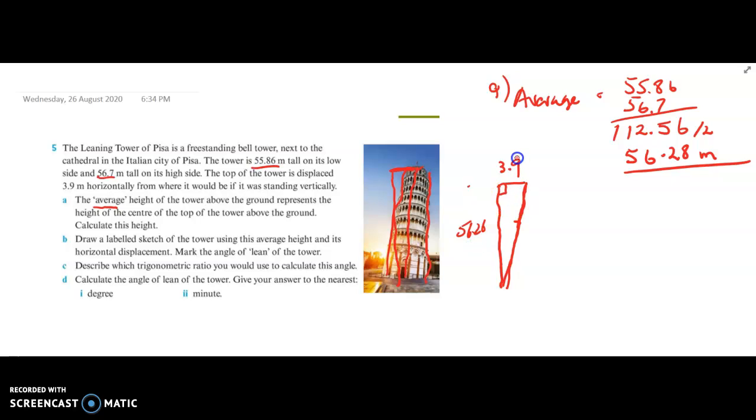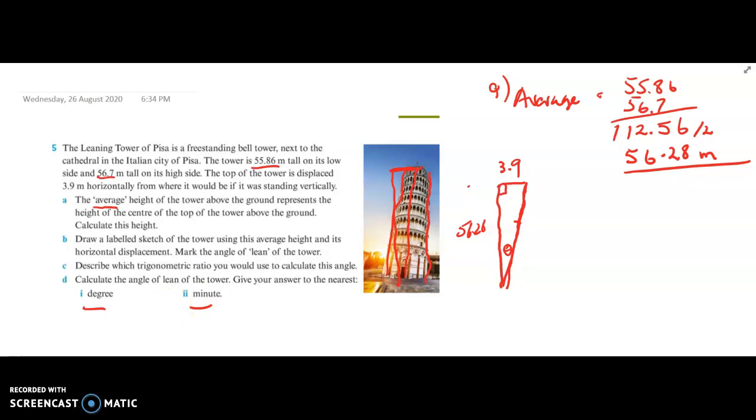There's the height and displacement. That's all you need to do, and mark the angle of lean of the tower. Obviously that's the angle there. Theta is there. That's all they want. And now they want you to calculate the angle in degrees, to the nearest degree and nearest minute.